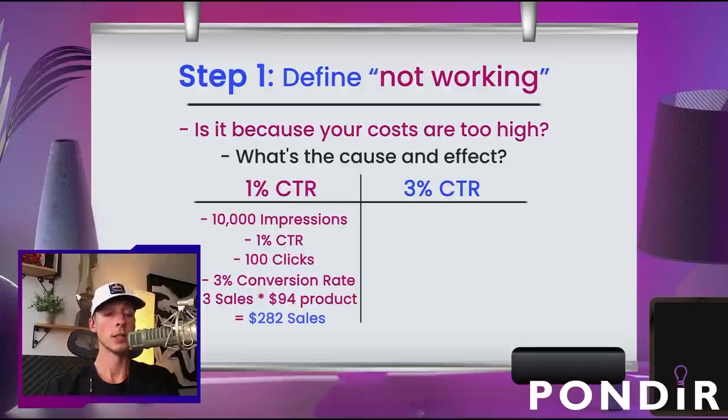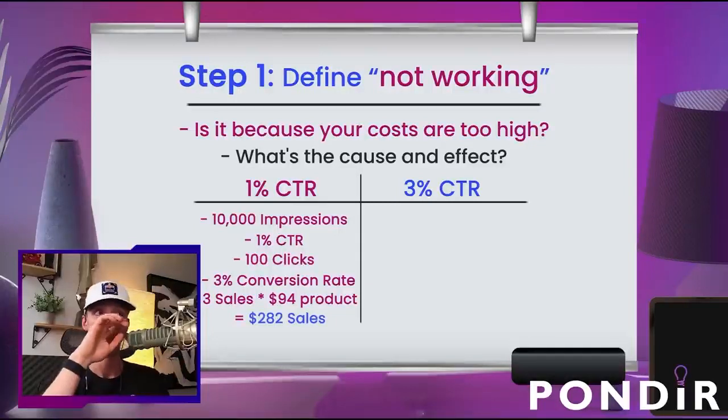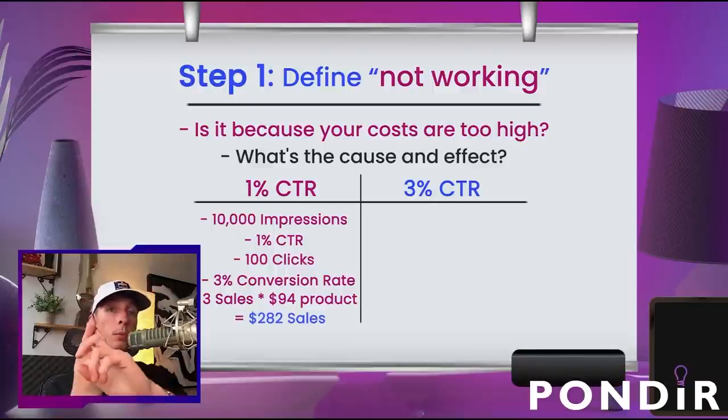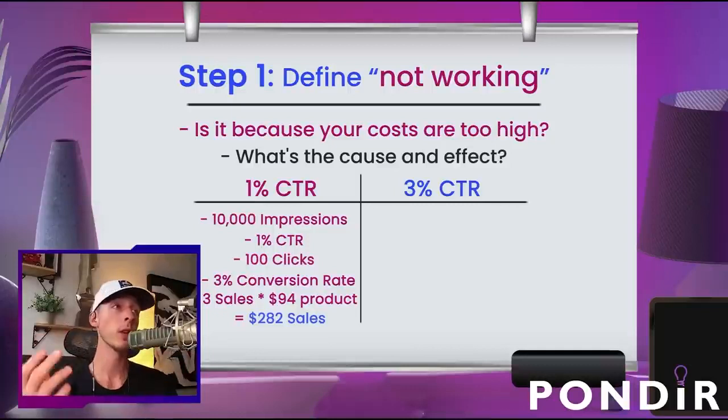We didn't alter the CPM. We didn't do anything like that. All we did was look at link click-through rate now. So what if we were to improve our ad? What if we improved our copy? What if we improved our scroll stopper? What if we improved the 3 E's and we bumped our ad up from a 1% link click-through rate simply to a 3% link click-through rate?